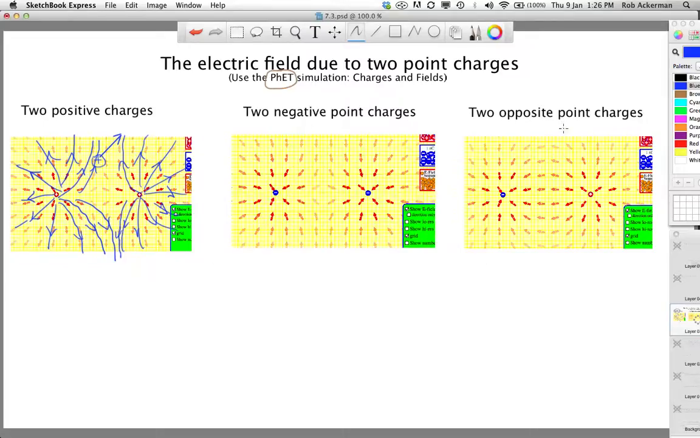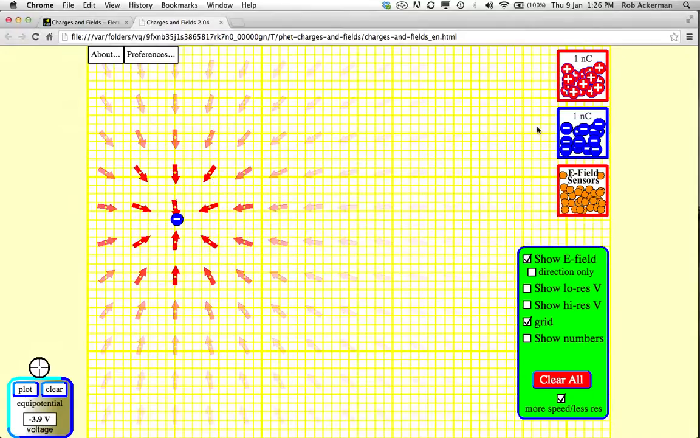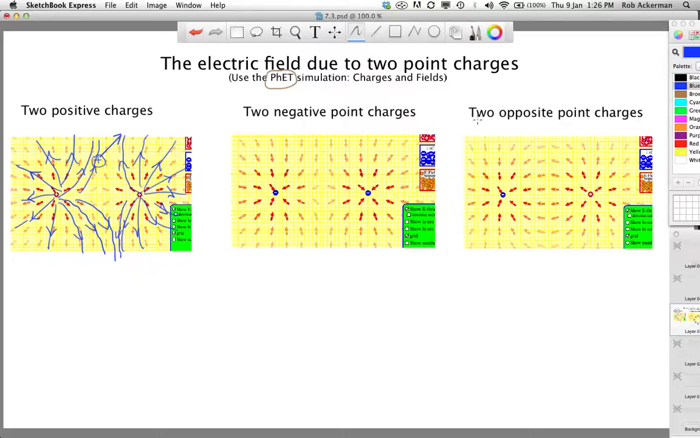And then repeat with two opposite point charges. So do a negative and a positive and see what you get. First, predict the shape by sketching as best you can, and then see if it confirms what you predicted.